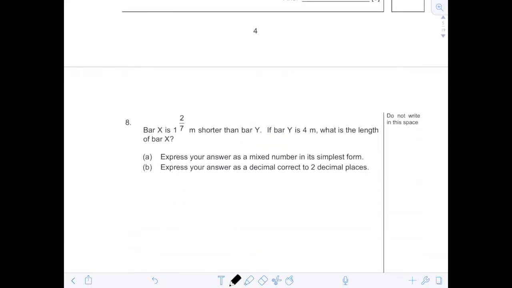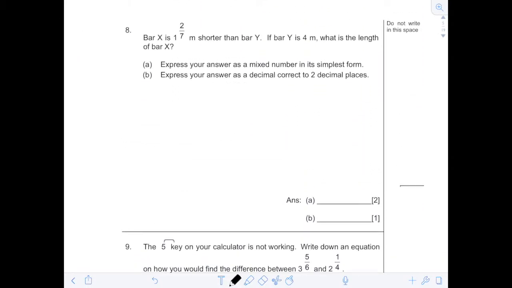Okay, question 8. Bar X is 1 whole and 2/7 meters shorter than bar Y. If bar Y is 4 meters, what is the length of bar X? This question is just going to test you on how you are able to convert fractions into mixed numbers, and for part B, decimals. So first you have to understand the question. You have a bar X that is this amount shorter.